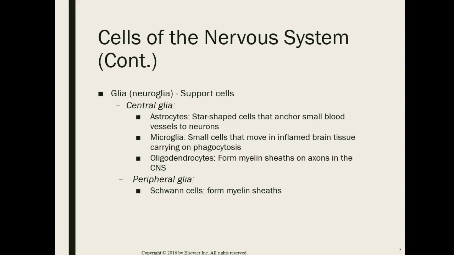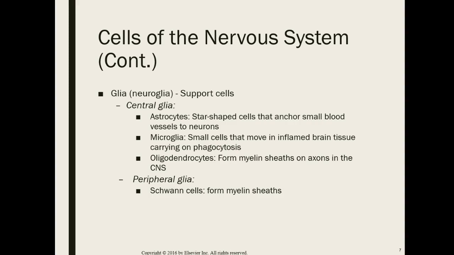We do have some support cells that are referred to as glia or neuroglia cells. So the central glia are found in the central nervous system, so the brain and the spinal cord. And those are broken up into 3 different types. So the astrocytes are star-shaped cells that anchor small blood vessels to the neurons. So those play a role in forming the blood-brain barrier, which is important for keeping chemicals, waste products, stuff like that out of the brain.